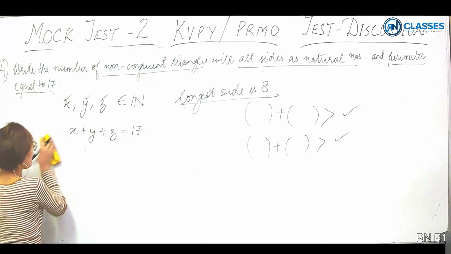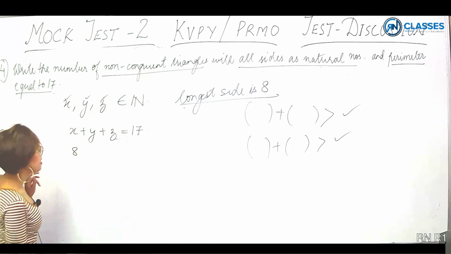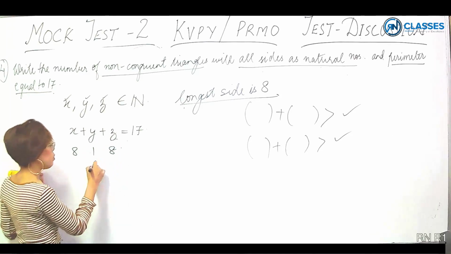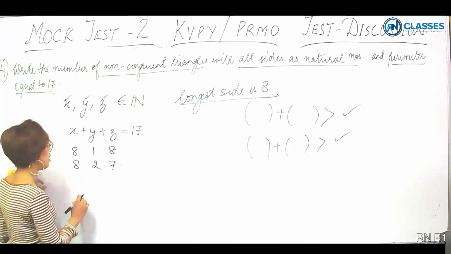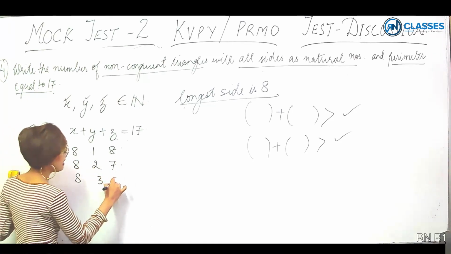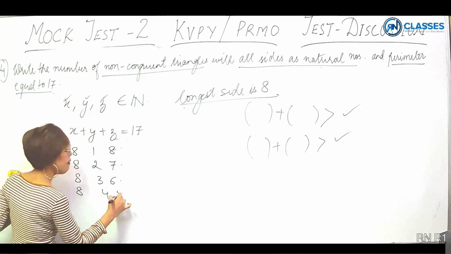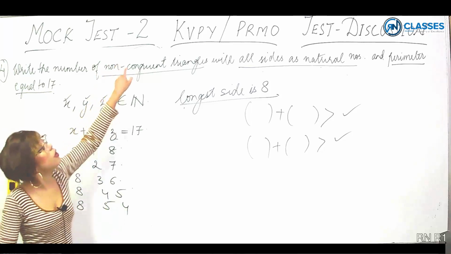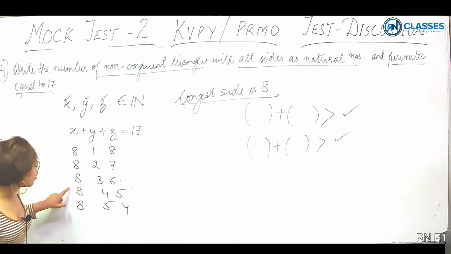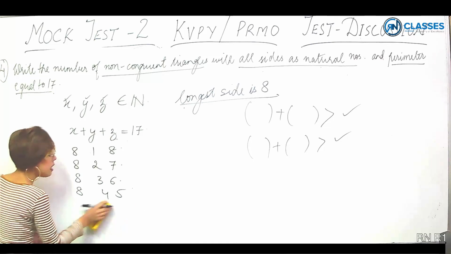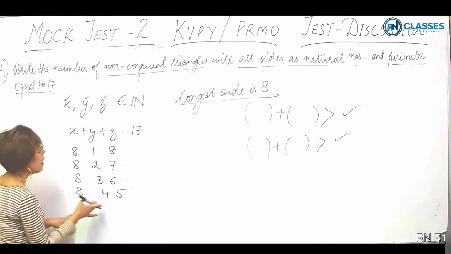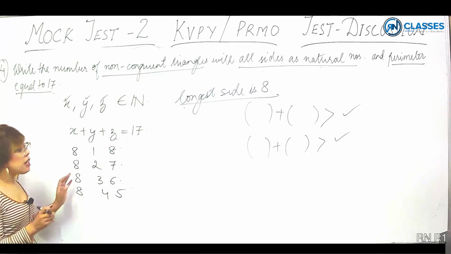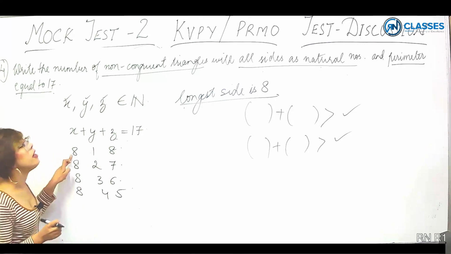So let me start with that. Let me take my x to be 8. Now, y plus z is 9. So, 8, 1, 8 I can have. Triangle is formed. Then I can have 8, 2, 7. Triangle is formed. Then maybe I can have 8, 3, 6. That is fine. 8, 4, 5, absolutely fine. 8, 5, 4, yes, but he says non-congruent triangles. Clearly, these two triangles are congruent, so I will not take this case. Then obviously I will not take 8, 6, 3, 8, 7, 2, 8, 8, 1, because I have taken all of these. So I have exhausted the case when 8 is the longest side.